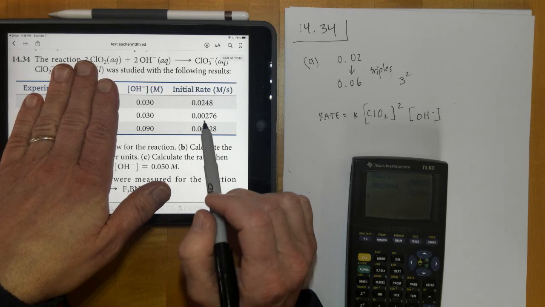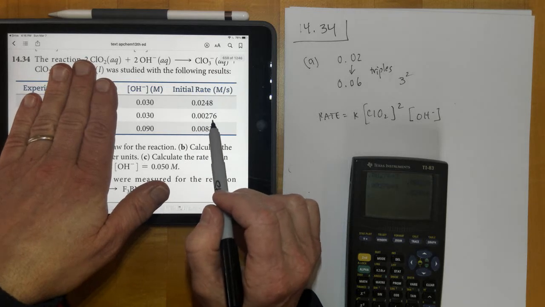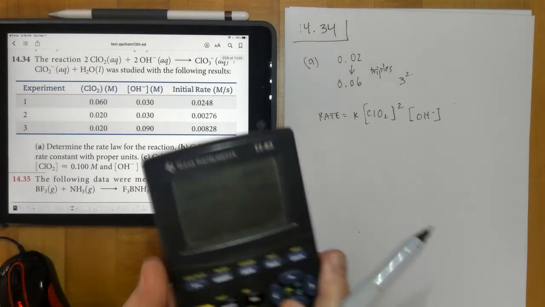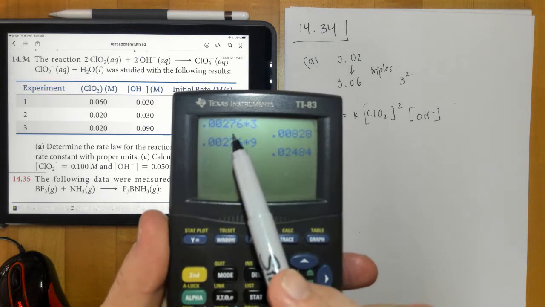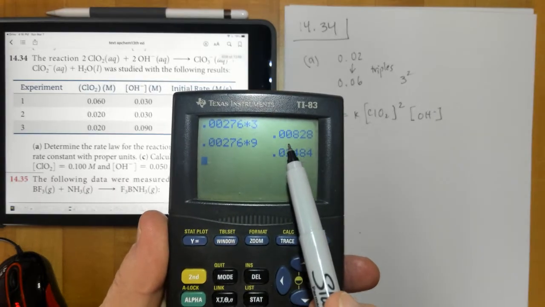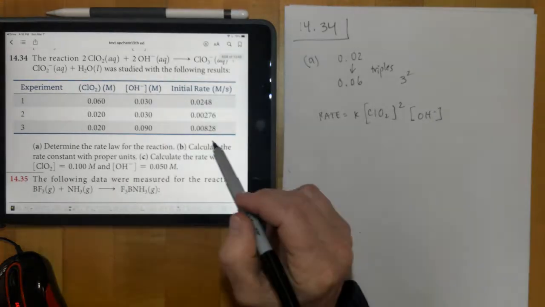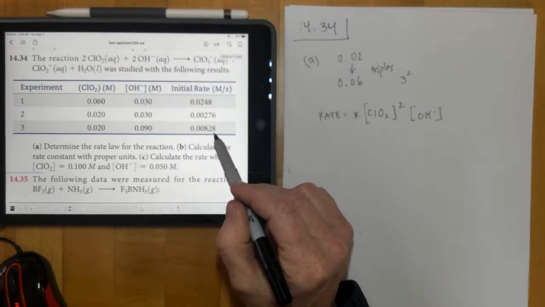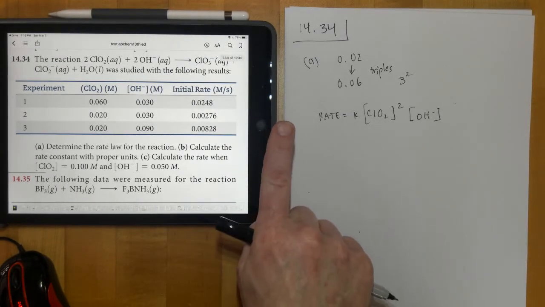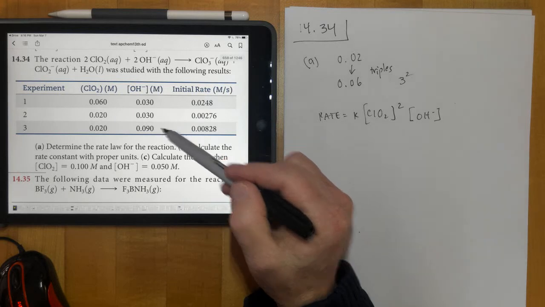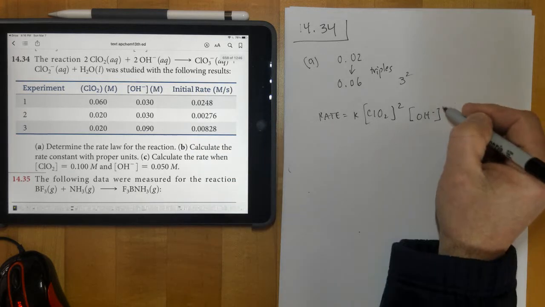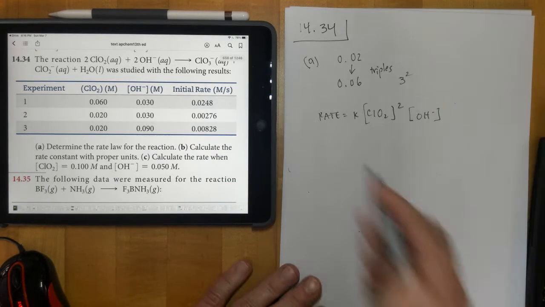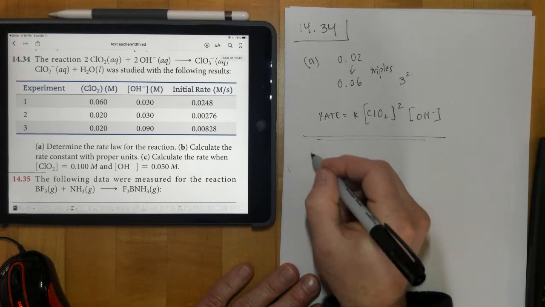And so let's take the 0.00276 and let's multiply it by 3. So here's 0.00276 times 3, and I get 0.00828, which is this, 0.00828, which means it must be first order because when the concentration tripled, the rate tripled. So this would also have a 1 next to it. So there's our rate expression right here.